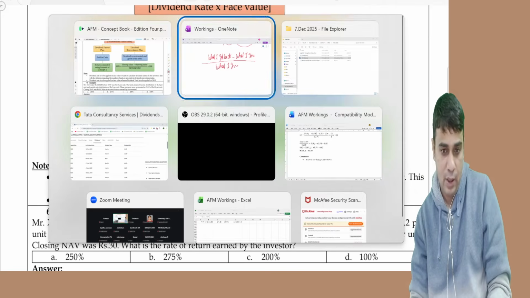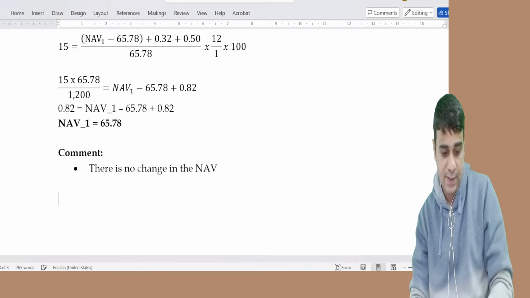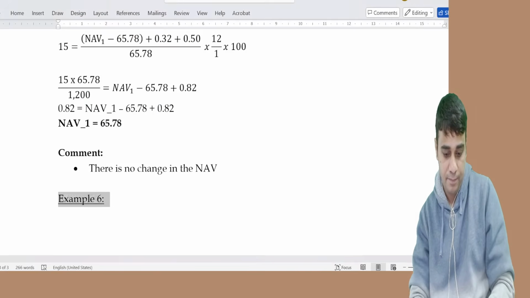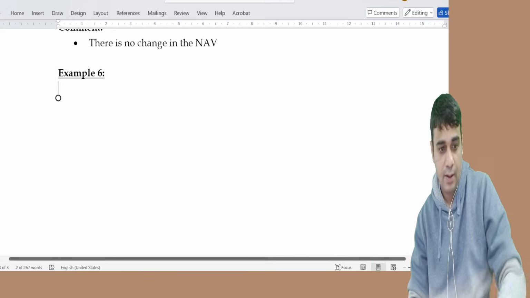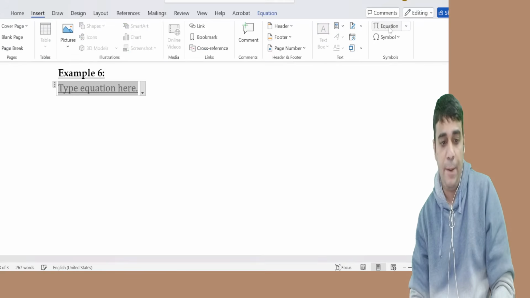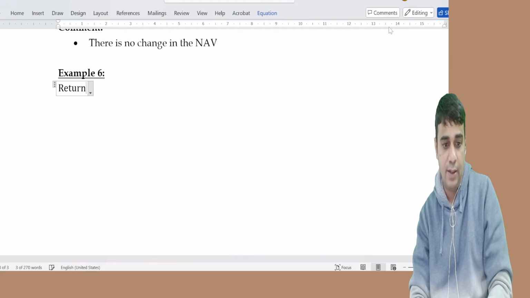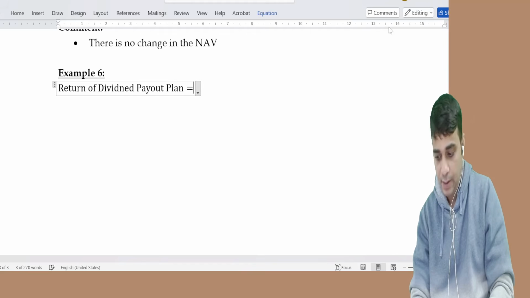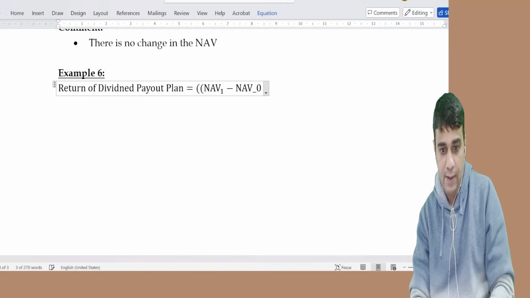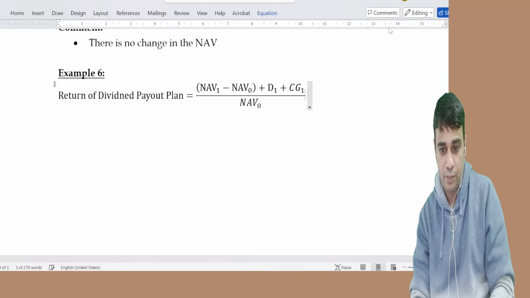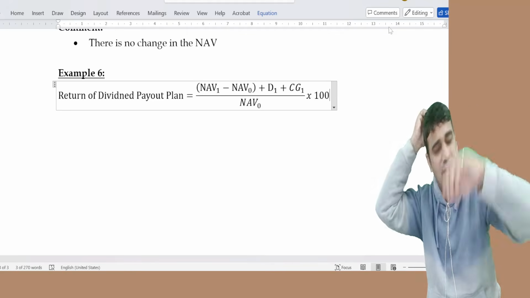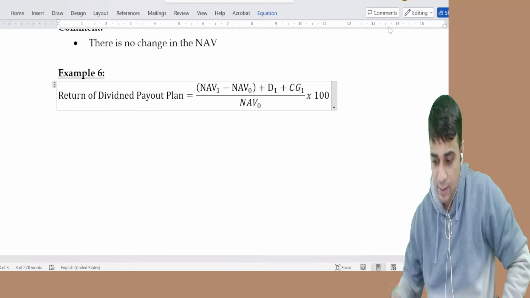Now write return. Example 6. Return of dividend payout plan. That is not asked in that example, I'm doing it. Return of dividend payout plan equals NAV1 minus NAV0 plus D1 plus CG1, divided by NAV0, into 100. No 12 by M, all that is not there in the question.